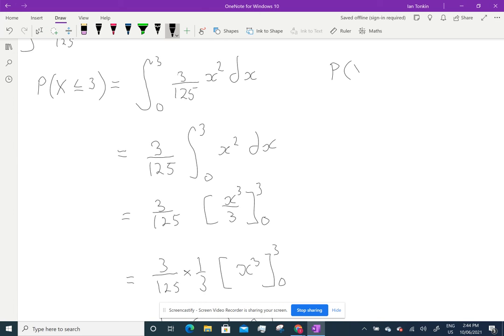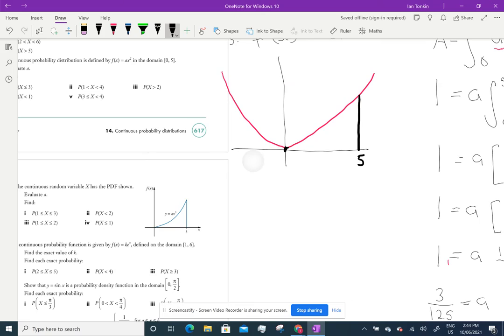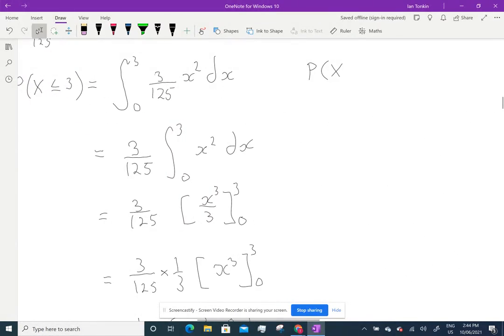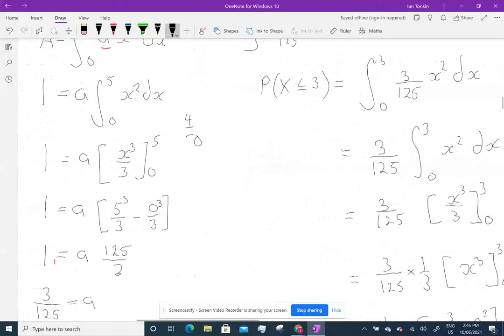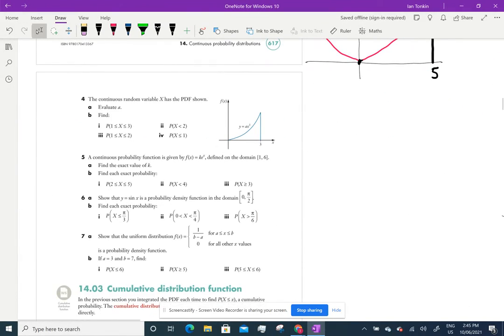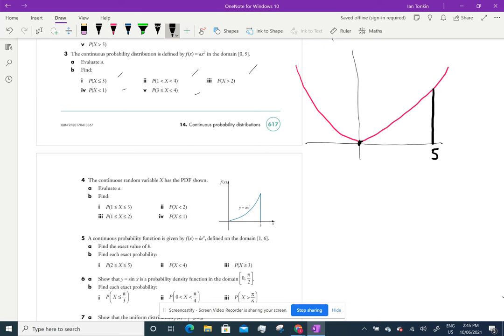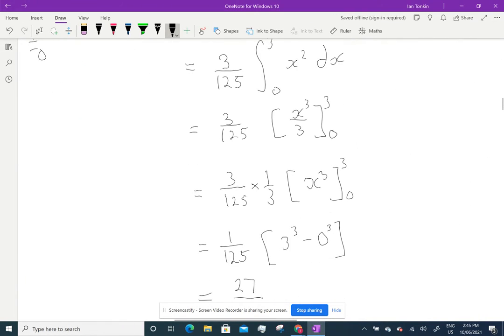So P of X, what's it for? Between 1 and 4. Oh, so we're just going to do the whole thing again. The integral from 1 to 4 of 3 on 125 x squared dx. And now, you can go and integrate it again, and again, and keep integrating it 1, 2, 3, 4, 5 times. But we've already integrated it. We integrated it here. This is the integration.